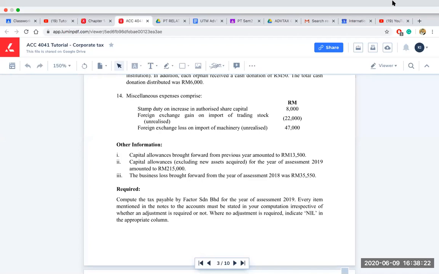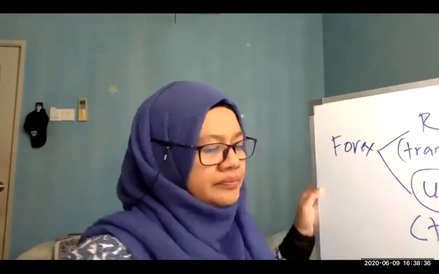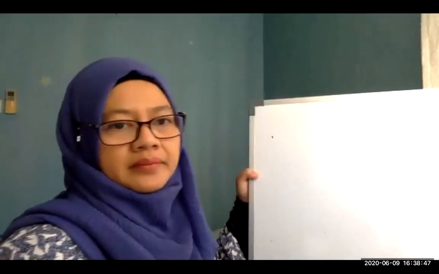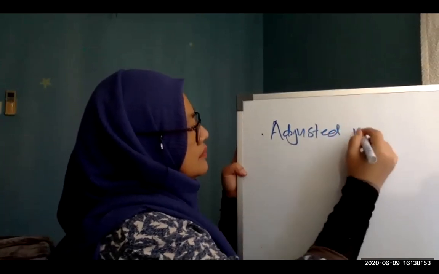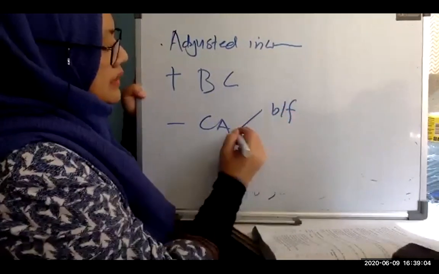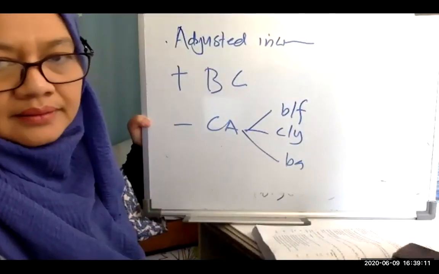Yeah. And then you add on balancing charge. Remember your format must be adjusted income plus balancing charge minus capital allowance. And remember that your capital allowance is made up of brought forward. You kena tunjuk format eh. Ada student adjusted income tolak CA campur BC. Jawapan akan sama tapi salah. Alright, format kena betul. So from your adjusted income campur balancing charge minus capital allowance. And this capital allowance is made up of brought forward, current year and balancing allowance. Show your format correctly. Right?